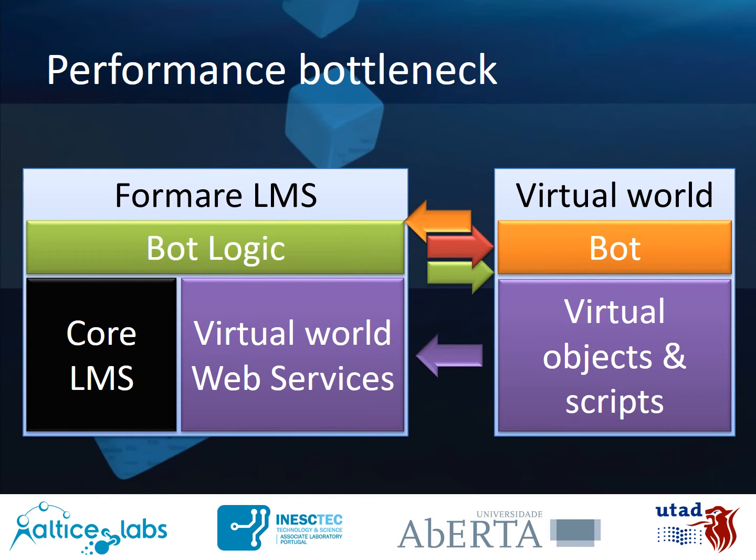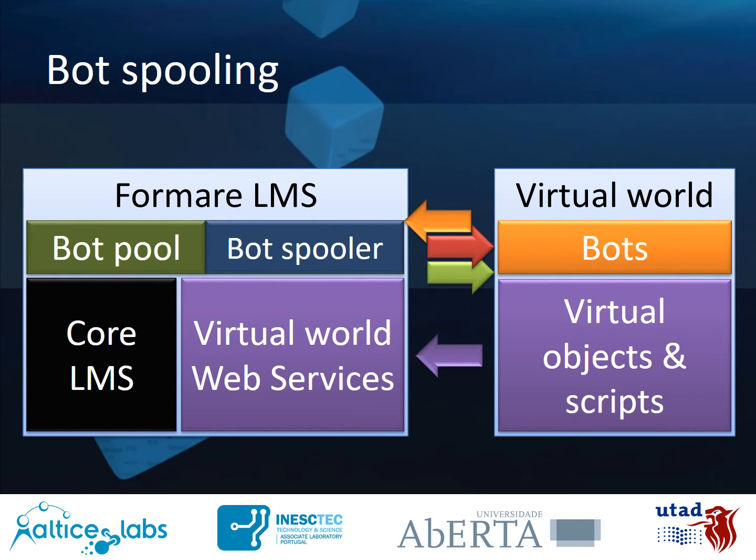Conducting a first analysis, we determined that there was a performance bottleneck. Bots would have to deal with a lot of commands and requests, and so it would sometimes compromise performance. Our solution was to create the concept of bot spooling. This was presented in that earlier mentioned paper, and so the LMS has a bot pool and a bot spooler. When something needs to be done, the bot spooler will select an available bot, and that bot will go into the virtual world. Any other request can use an extra bot. This bot pool can be enlarged or shrunk according to specific needs, and so the bottleneck problem is quite alleviated.